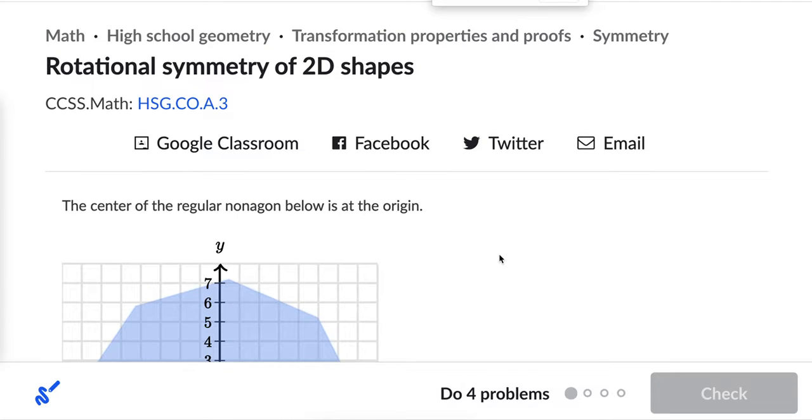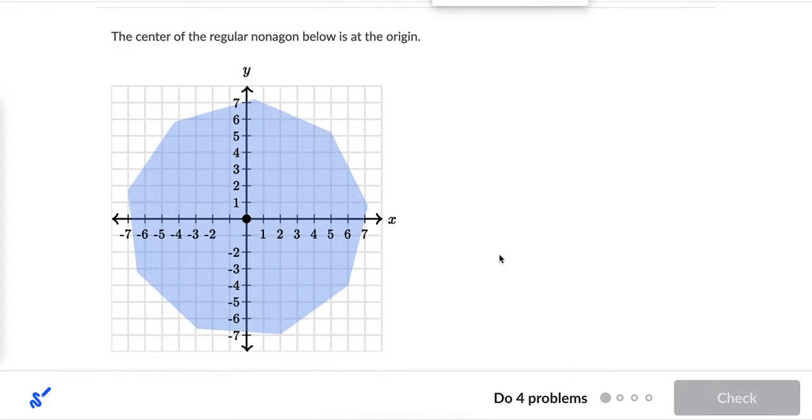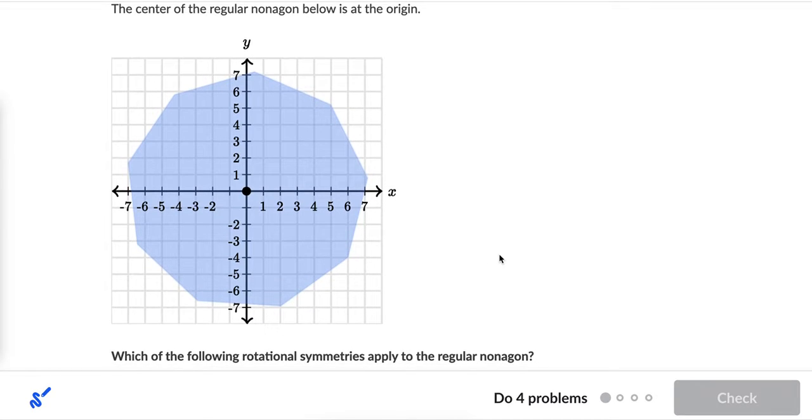Okay, so the rotational symmetry of 2D shapes is very similar to the idea of the reflective symmetry of 2D shapes, right? The idea being with a reflection is the image still congruent following a reflection across the line of symmetry? With rotation, it's a little bit different.